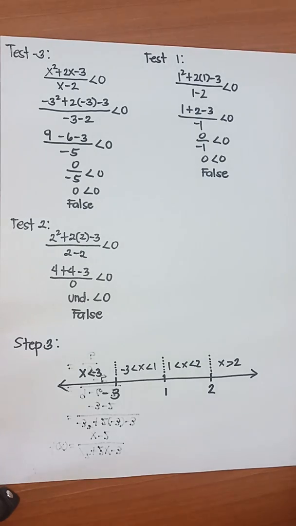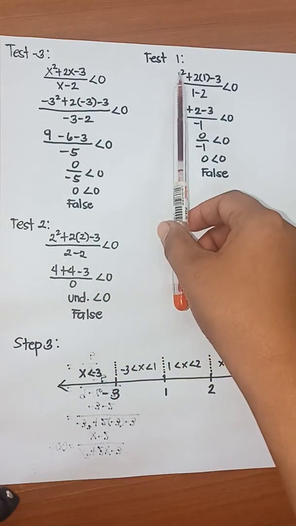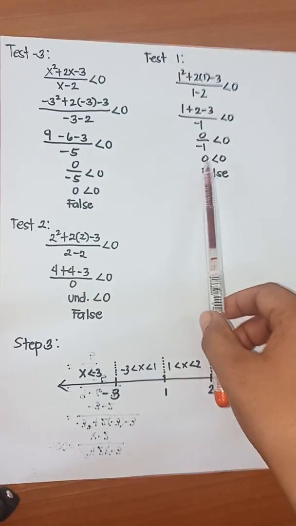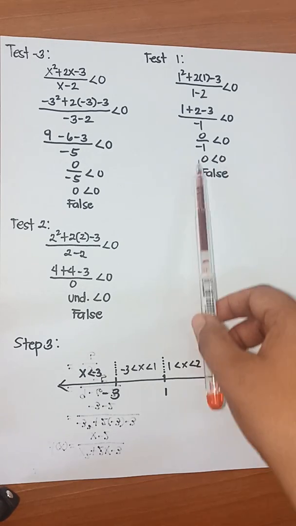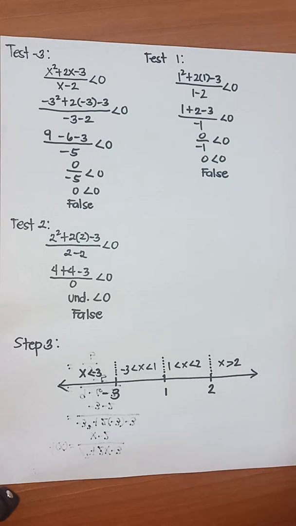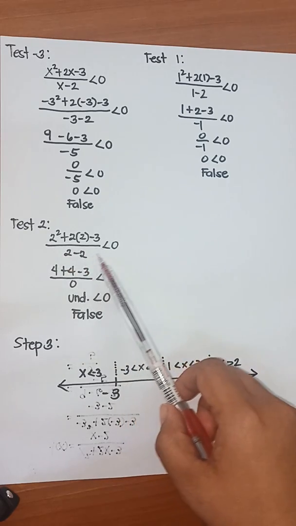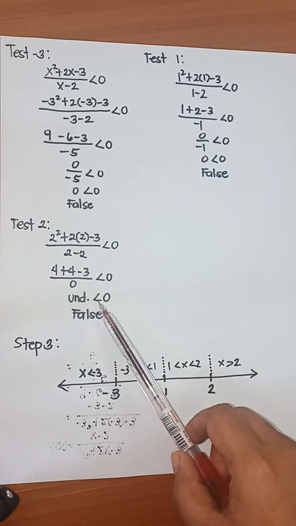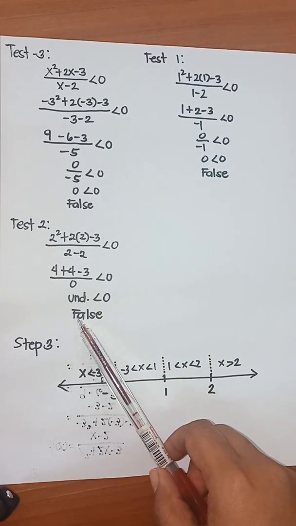The next meaningful number is 1. The same procedure will be done for the meaningful number 1. So we have a value of 0 less than 0 also. This statement is false. 1 is not part of the solution. The third meaningful number is 2. Substituting it to the standard form inequality, we get undefined answer. And undefined is not less than 0. So 2 is not part of the solution.